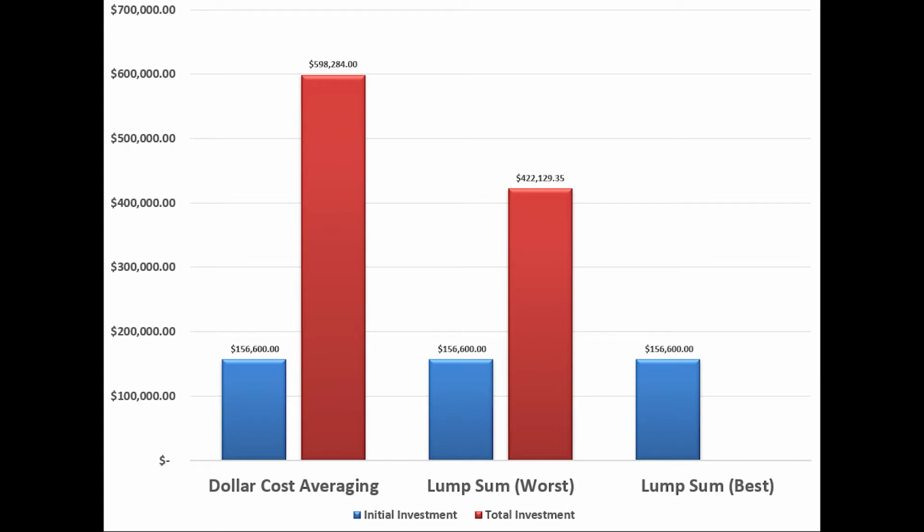The second scenario I want to walk through, which I don't think is going to come as too much of a shock, is the person that lump sum invested into the market but picked the 30 worst weeks to invest. And their investment total came out at $422,000. So they still made a fair amount of money, but at the end of the day, they ended up not finishing as good as the dollar cost averaging scenario.